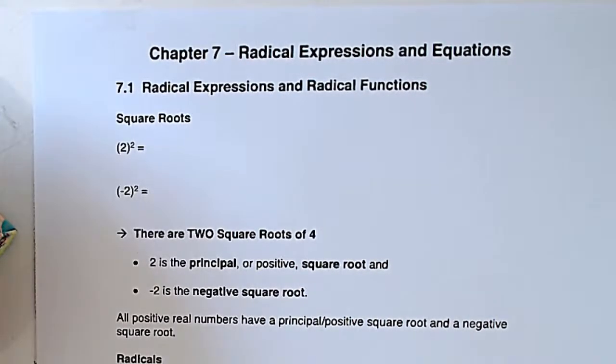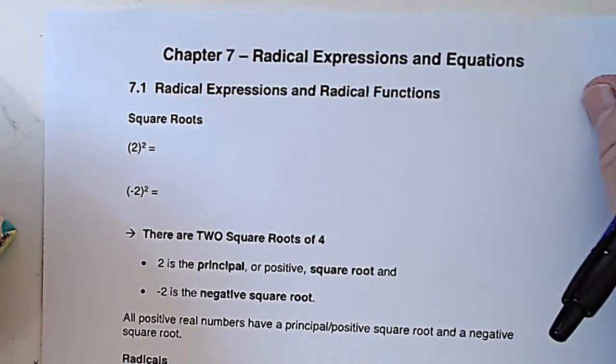Woohoo, we're live. This is Math 60 Intermediate Algebra, Chapter 7, Section 7.1, radical expressions and radical functions. So we're going to be talking about square roots and radicals and radical signs and all that fun stuff. But before we get started, we've got a couple pages just to make sure we're all on the same page with the vocabulary.